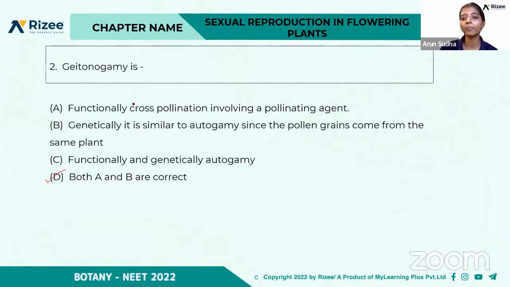So both A and B are right. It is a cross-pollination involving a pollinating agent. It is genetically similar to autogamy since the pollen grains come from the same plant. It is not functionally autogamy, it is different. Functionally, autogamy is within the same flower, but here it is within the same plant. So both A and B are correct.